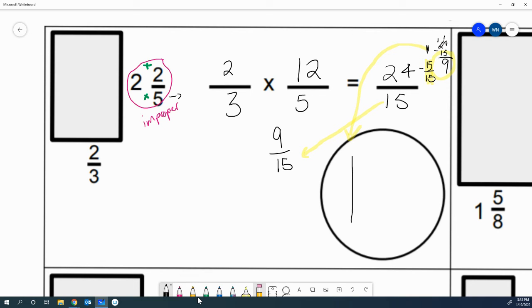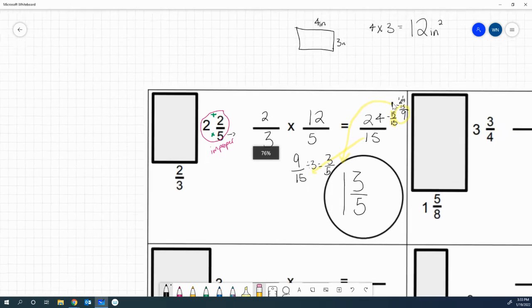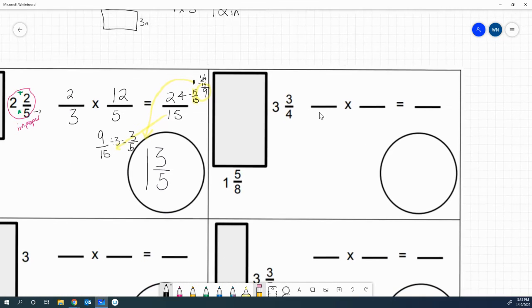Now I know what you're thinking. You can simplify that, and yes, you can. We're going to divide both numbers by 3. 9 divided by 3 is 3. 15 divided by 3 is 5. So our answer is 1 3/5. So basically what we did yesterday, just adding a rectangle to it to find that area. Let's jump into the next problem.